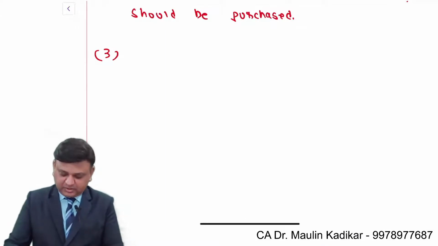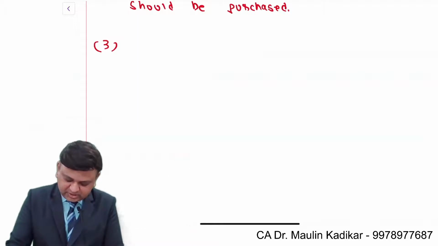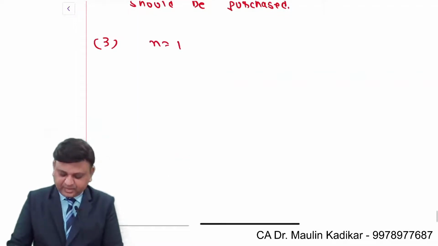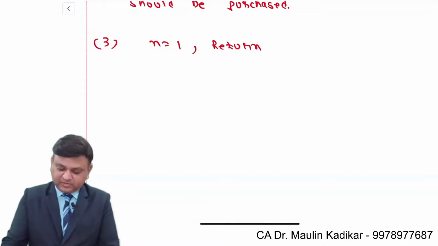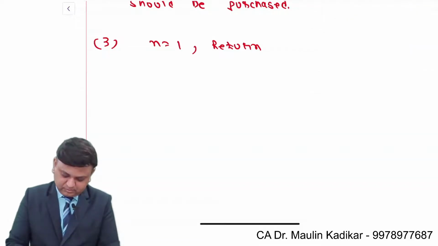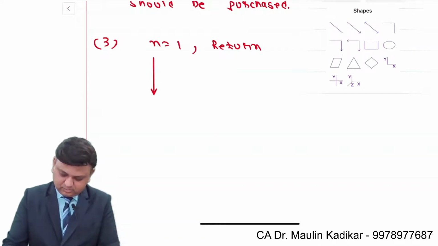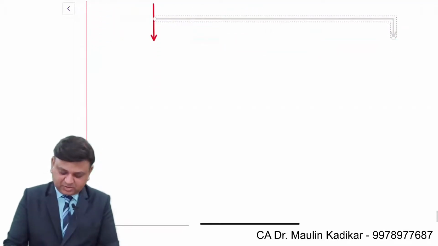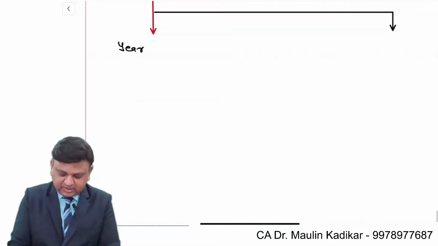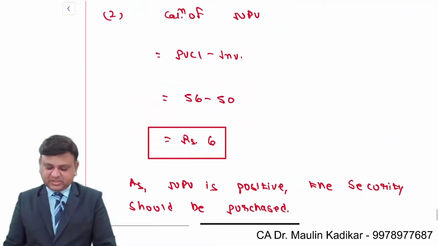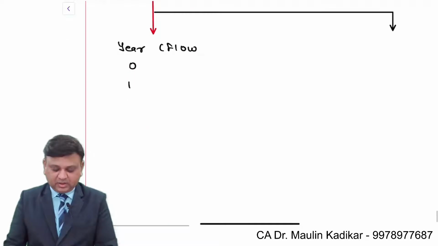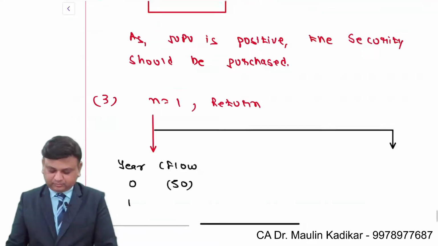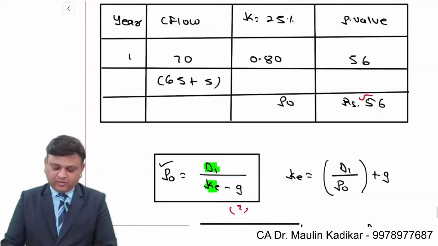Now friends, if the time period of holding the security is 1 year and we are required to find the return, then again there are two methods by which you can calculate the answer. The first is a method in which we understand year 0 and year 1. In year 0 you purchase the security for how much? 50 rupees. At the end of year 1, what you are getting is 70.